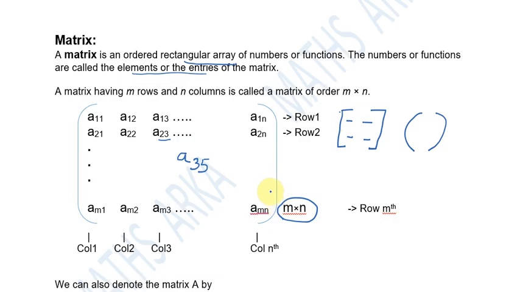So for this matrix, the order is m cross n. It is written as m cross n and read as m by n. So the order of this matrix is m by n because it has m rows and n columns. Okay, so this should be pretty clear.